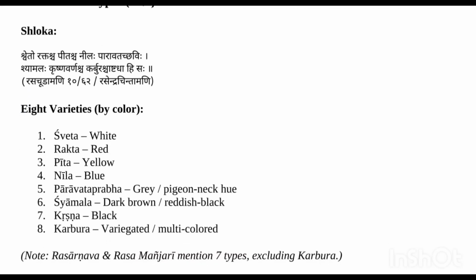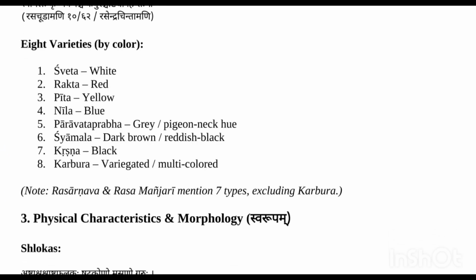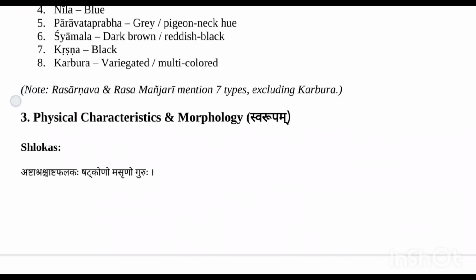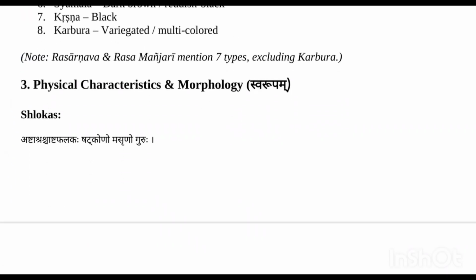8 varieties we see there. First, Śweta, Rakta, Pita, Nila, Paravat, Shamal, Kṛṣṇa and Karbura. But Rasāyana and Rasamanjari mention 7 types, excluding Karbura. We see now physical characteristics and morphology.